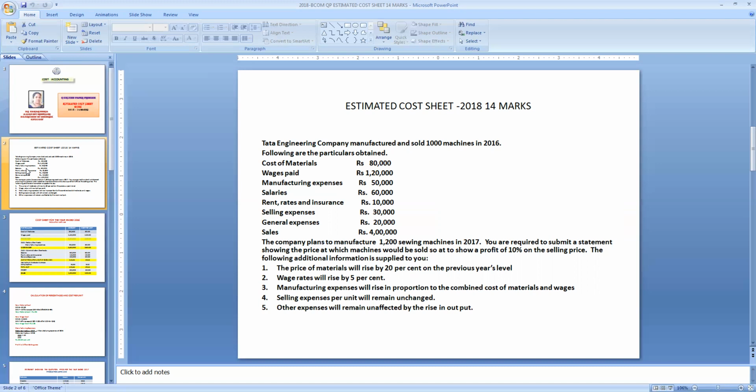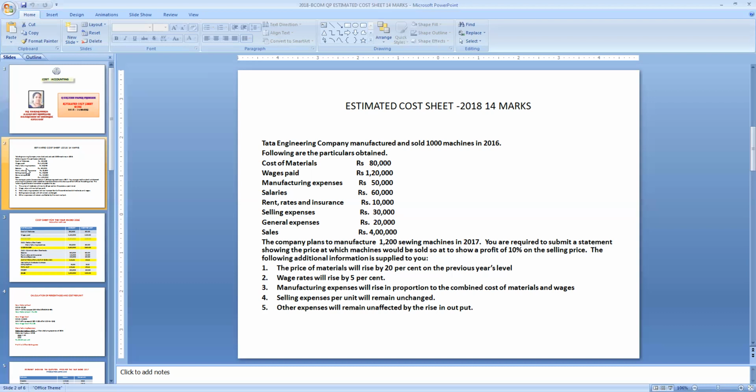The following additional information is supplied to you. The price of materials will rise by 20% on the previous year's level. Wage rates will rise by 5%. Manufacturing expenses will rise in proportion to the combined cost of materials and wages. Selling expenses per unit will remain unchanged. Other expenses will remain unaffected by the rising output.